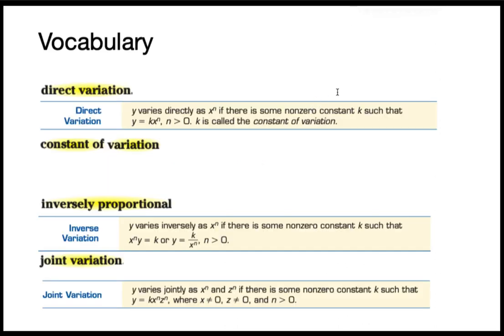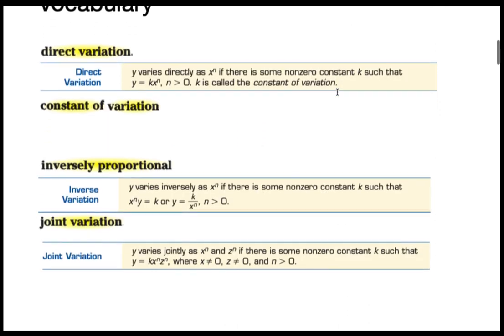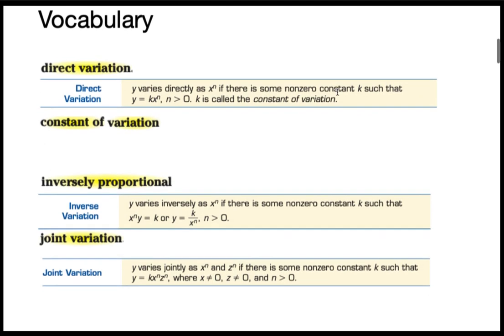Though I don't usually do this, I have some printed out vocabulary phrases for us, so it will be a little bit easier for you guys to see. But we're going to be talking about this concept of variation. And basically what variation is, it's giving us a relationship between two variables, x and y.